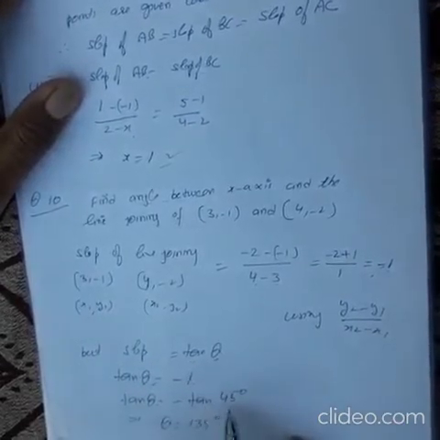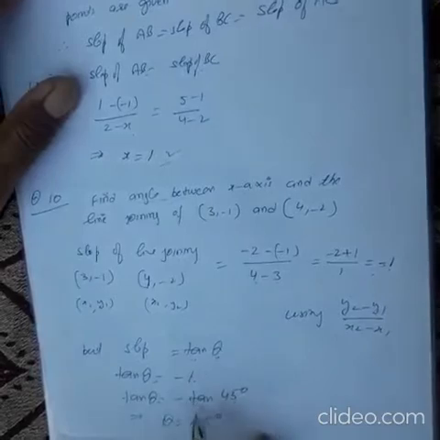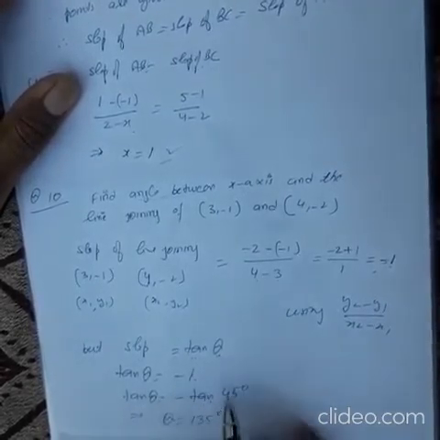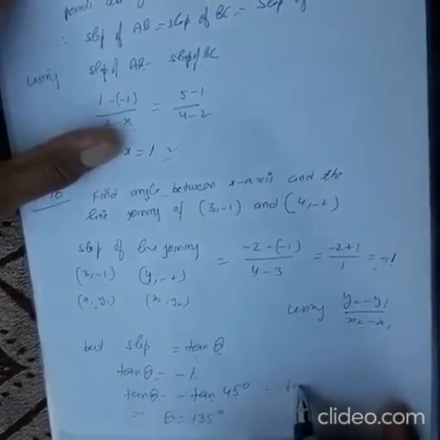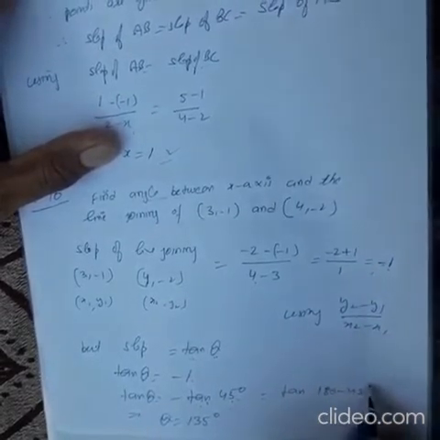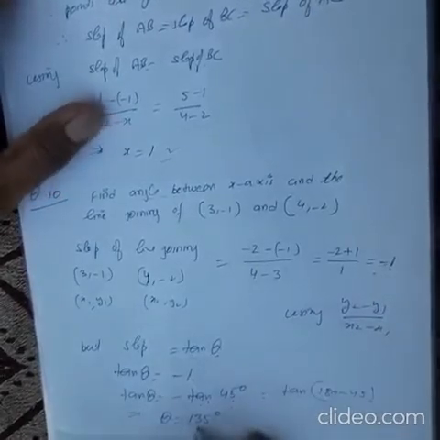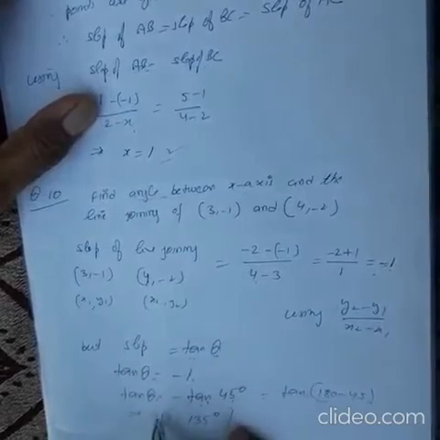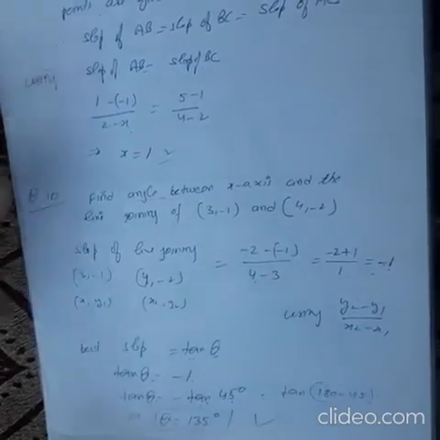Minus 1 is tangent 45 degree with a minus, minus tangent 45. So using this we can write this as tangent of 180 minus 45 degree, and it will be 135. So after comparing, the value of theta is 135 degree. I hope it is clear.